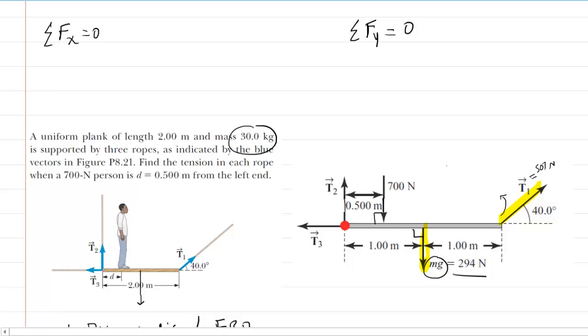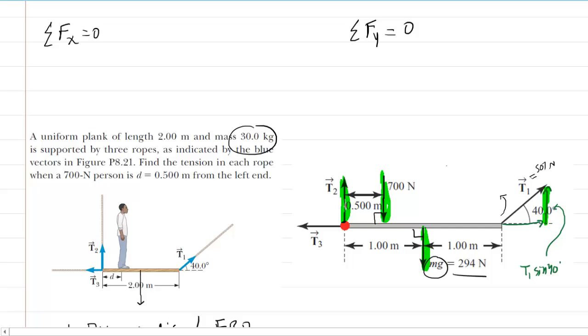Now, let's kind of highlight all the forces that are acting in the y direction, just so we can see them. We have T2 upward, 700 newtons downward, 294 downward, and then for T1, we have to break it into its components. Now, the x component would point to the right, but for our purposes now, the y component points upward. So we're going to need this y component right there. Notice that that y component is opposite of the 40-degree angle. Because it's opposite, that's the clue that you'll be using the sine to represent that component. So that y component right there is going to be T1 sine of 40 degrees.